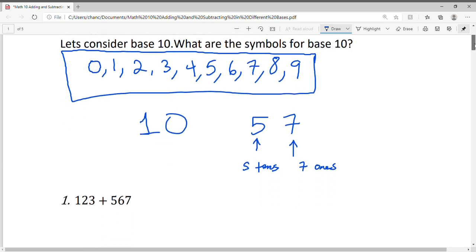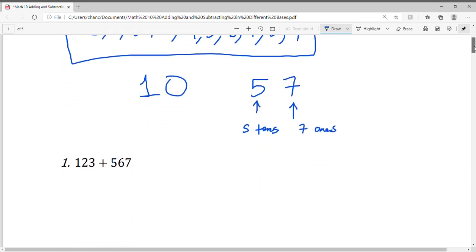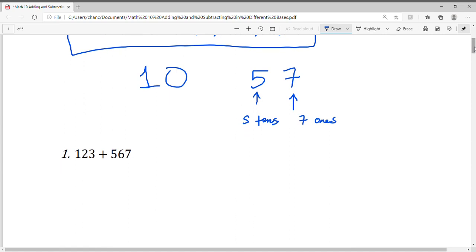Now let's consider adding 123 plus 567 in base 10. What I would do is stack them, 123 on the top, 567 on the bottom, and we're going to add. Now when we add, we look at the right column first. What's 3 plus 7? Well, that's 10. But you don't put a 10 down here, there's not enough space. You first put the 0 and you carry the 1 over. So that means we put a 0, there are 0 ones and 1 ten carried over.